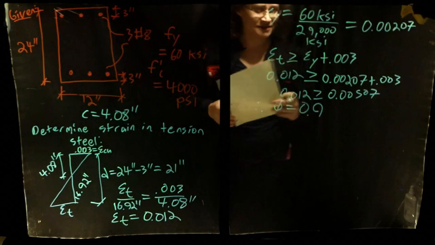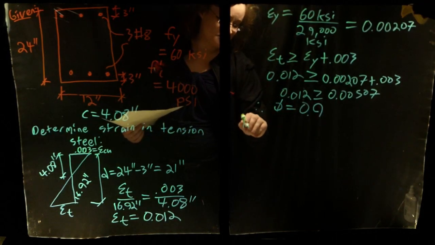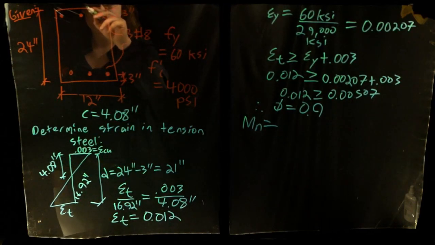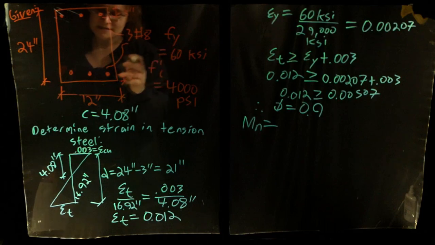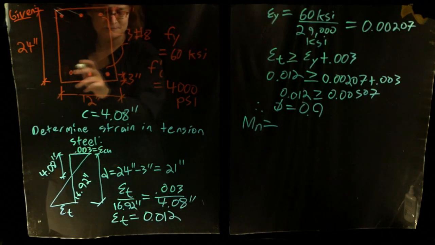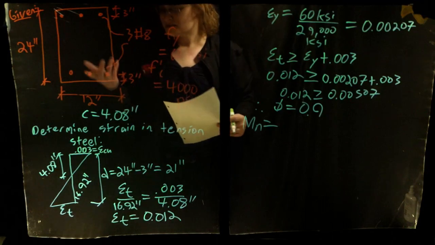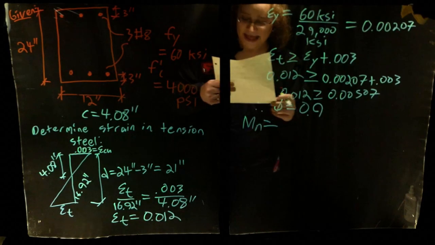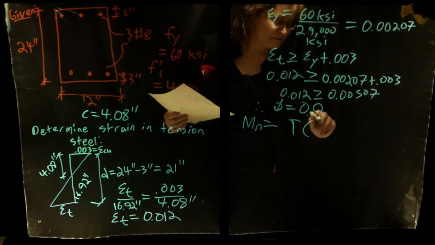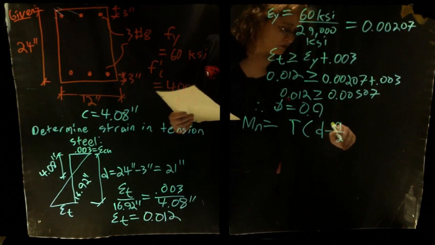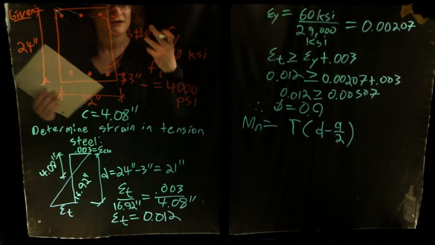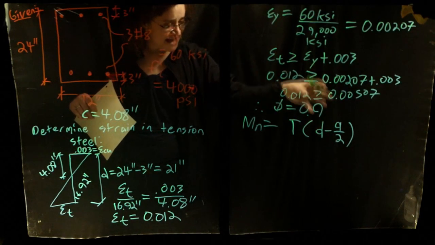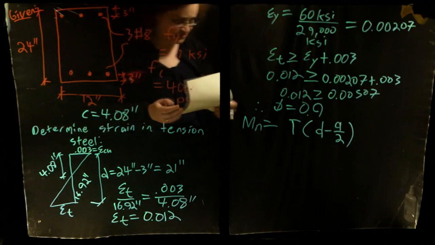So then all we have to do is calculate our nominal moment capacity, and this isn't going to be too bad. We could do this any number of ways. We could sum moments about the top, or sum moments at the bottom, or sum moments about the centroid of the steel of the tension reinforcement. But I'm just going to go ahead and use our standard formula where Mn is equal to T times (d minus a over 2). Where d minus a over 2 is the length of our moment arm between the centroid of the concrete compression force, that's a, and the depth of the tension reinforcement.